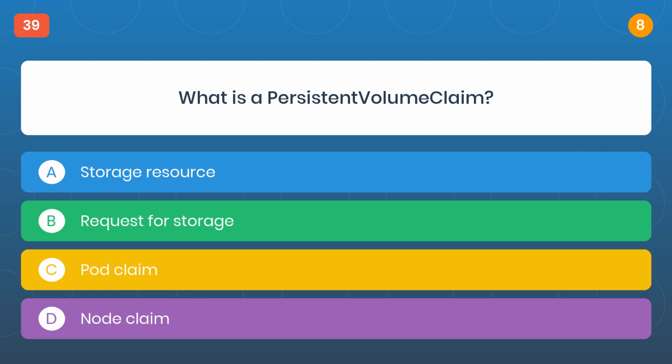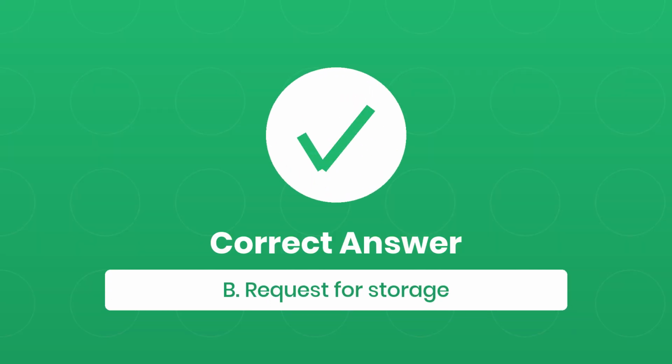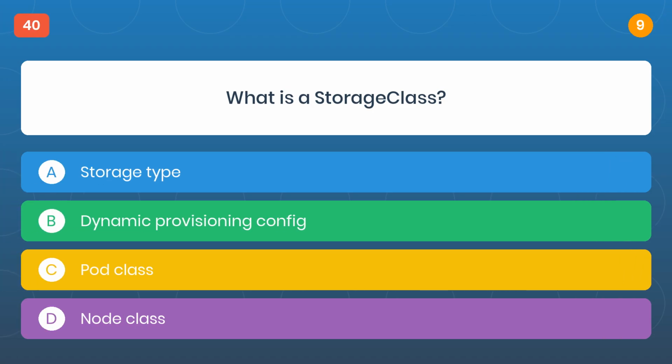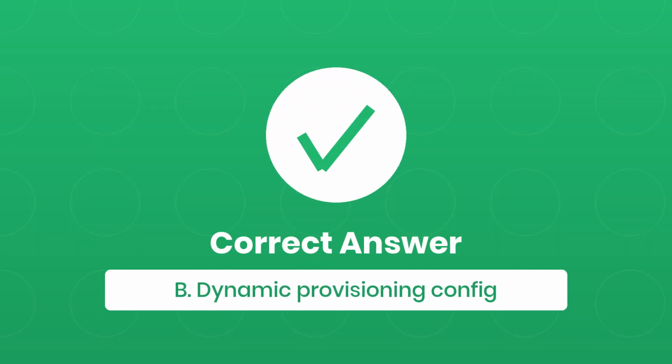Question 39. What is a persistent volume claim? The correct answer is B, request for storage. Question 40. What is a storage class? The correct answer is B, Dynamic Provisioning Config.